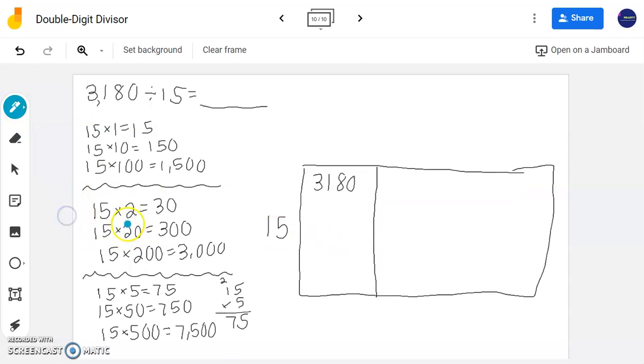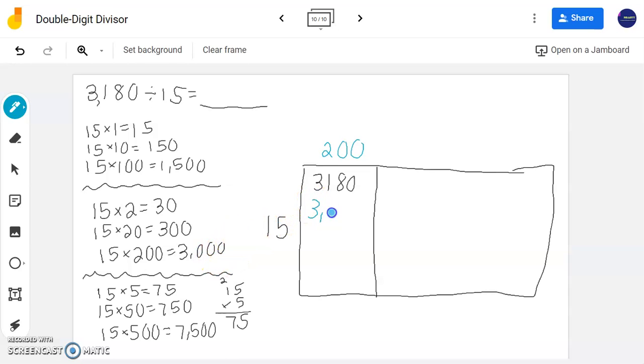Now, the first thing I'm going to do is look at all my products on the side. What number gets me really, really close to 3,180? I happen to see here that 15 times 200 gets me really, really close. Now notice I already did the multiplication, so I'm not guessing and checking on the side here. I already have it done. So now I take 15 times 200. 15 times 200, guess what? I already have it done.